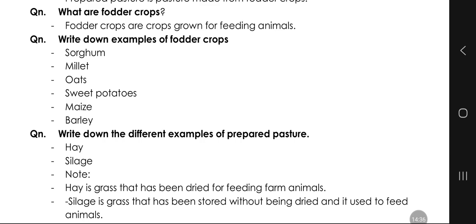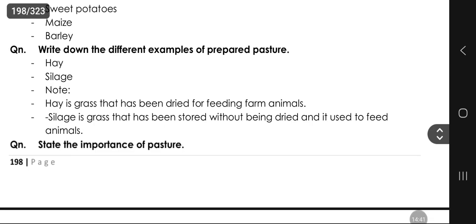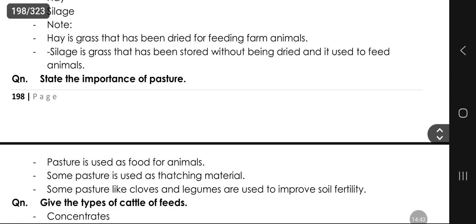Silage is grass that has been stored without being dried and is used to feed the animals. Okay, so you can talk about those things there. Next, state the importance of pasture. Pasture is very important because you say that pasture gwe omuddo ente kwezikola ki kwezirya. Pasture, first, pasture is used as food for animals.